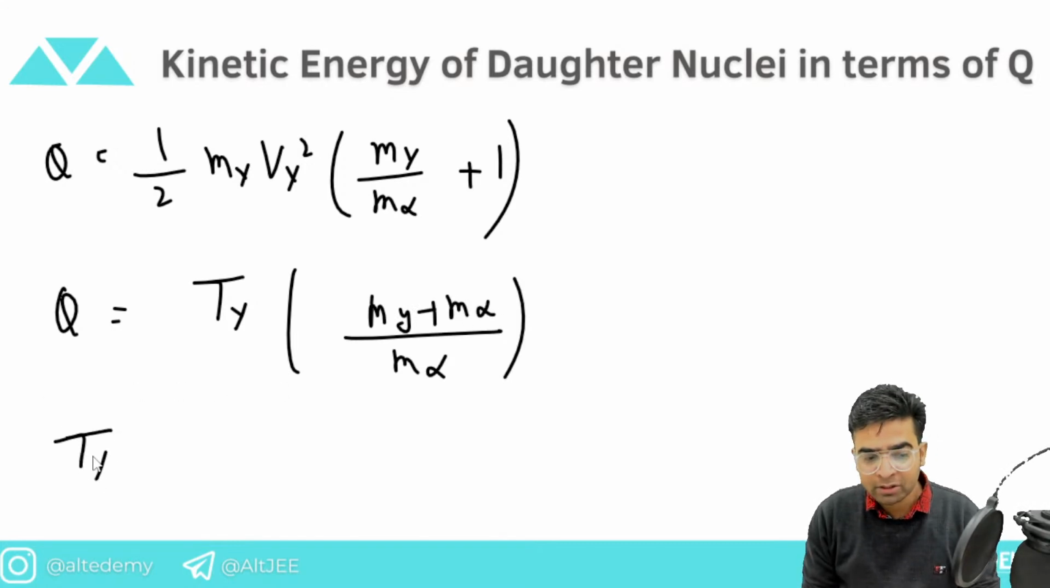So T_y will be Q into m_alpha upon m_alpha plus m_y.